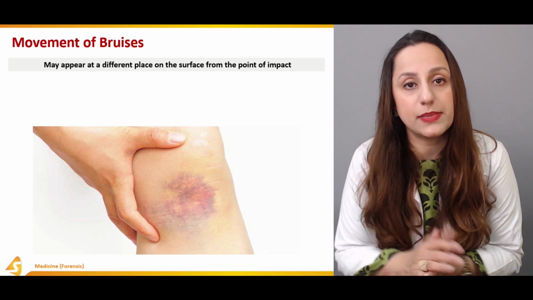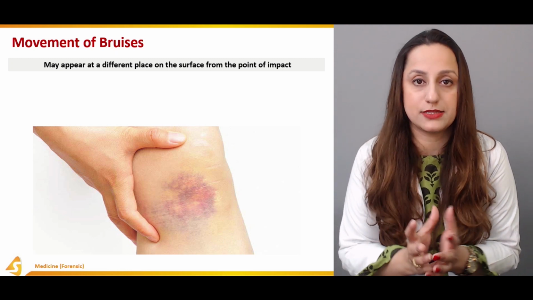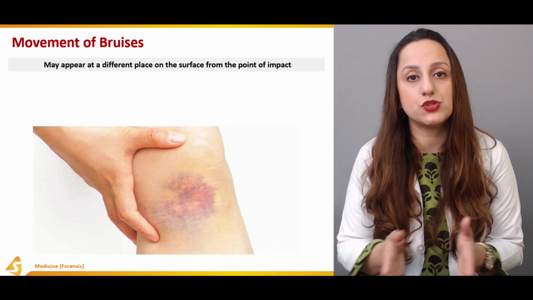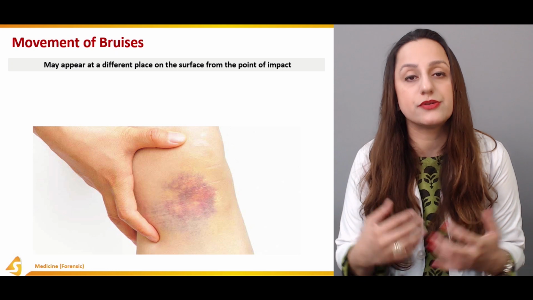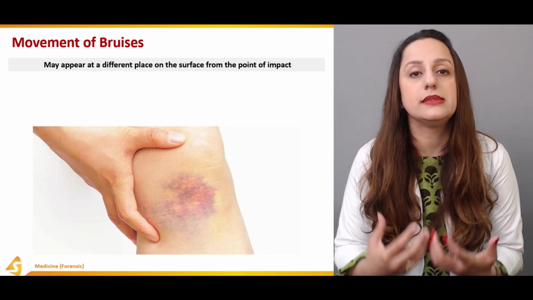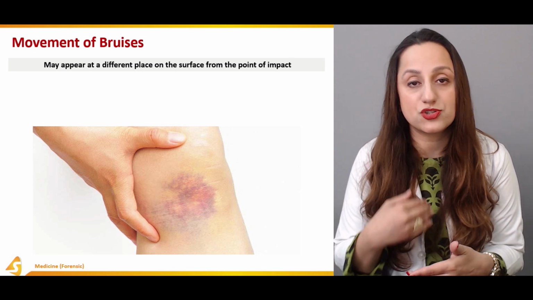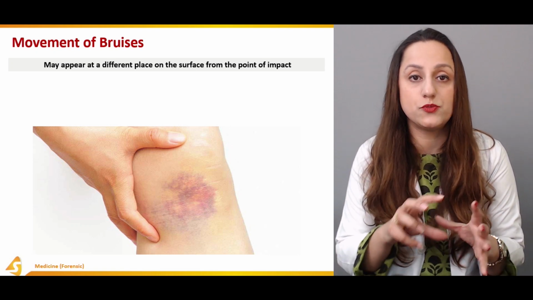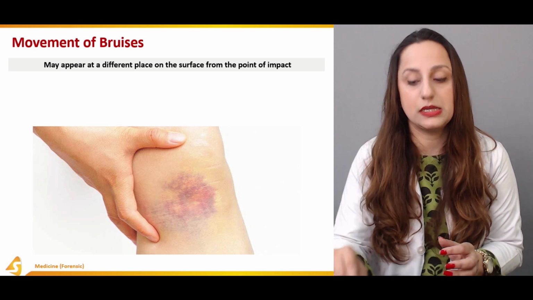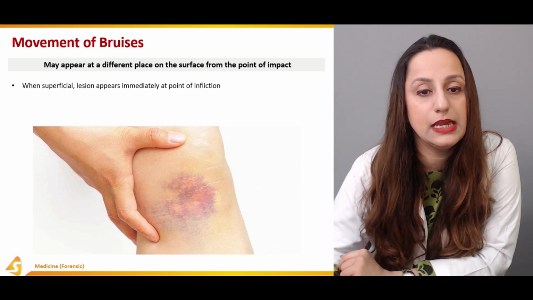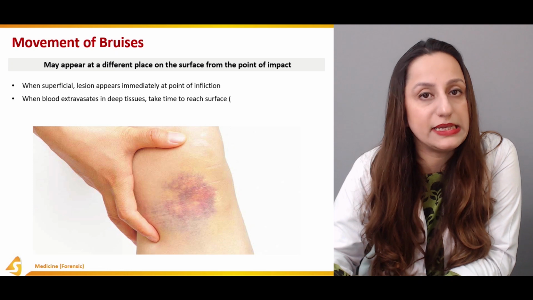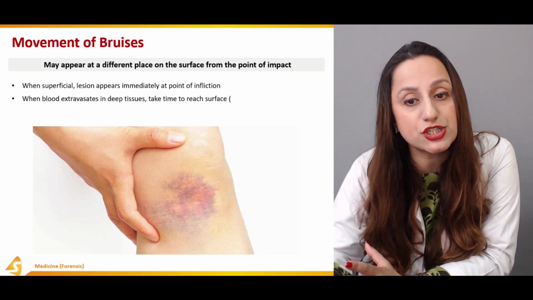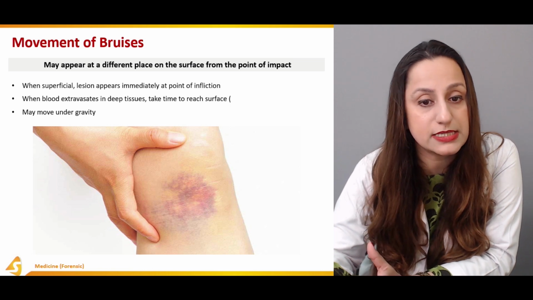Now, why does it take place? For example, in black eye syndrome, the blood has some capability to move around the soft tissues. There is space for the blood to move around. Basically, when the blood extravasates from the vessels, it moves around the soft tissues, and it seems as if the bruise has moved from one place to the other. The superficial lesions appear immediately at the point of infliction, but when the blood extravasates in the deeper tissues, it takes time to reach the surface.